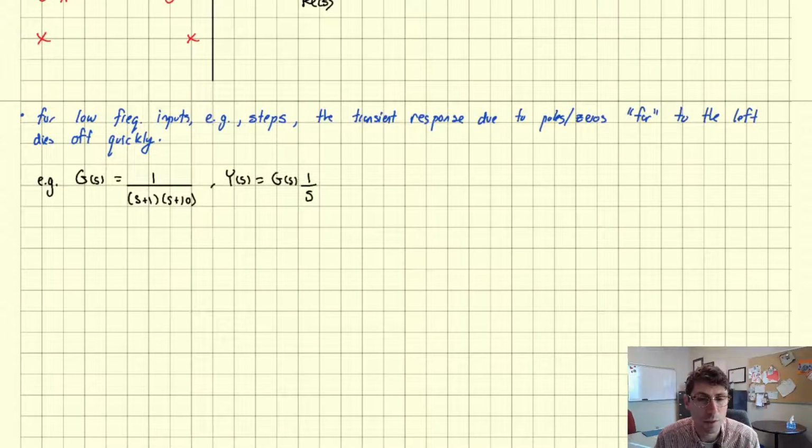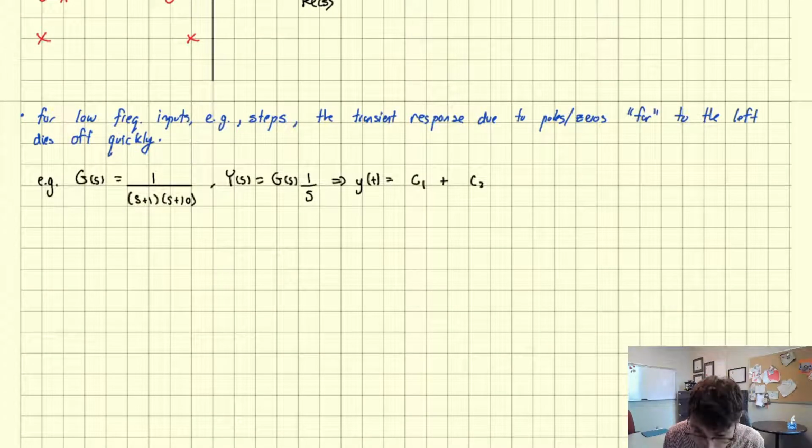Here's the unit step response. Y is the output signal, G is the transfer function, and 1 over S is the Laplace transform of a step. Okay, well, if you go back into the time domain, use your partial fraction expansions, whatever you like to do, go back into the time domain. What is the response going to look like? It's going to look like C1 plus C2.